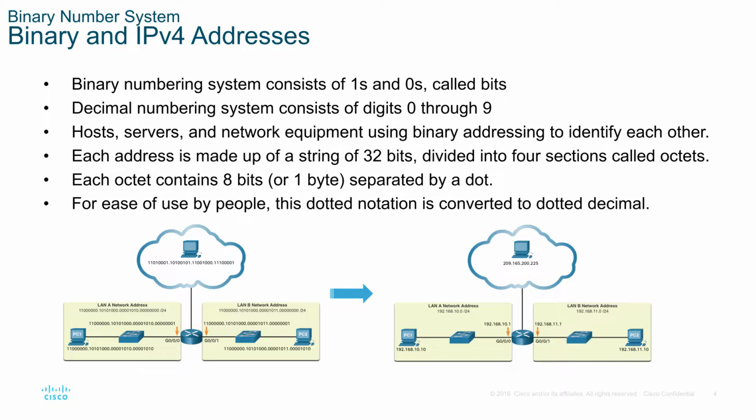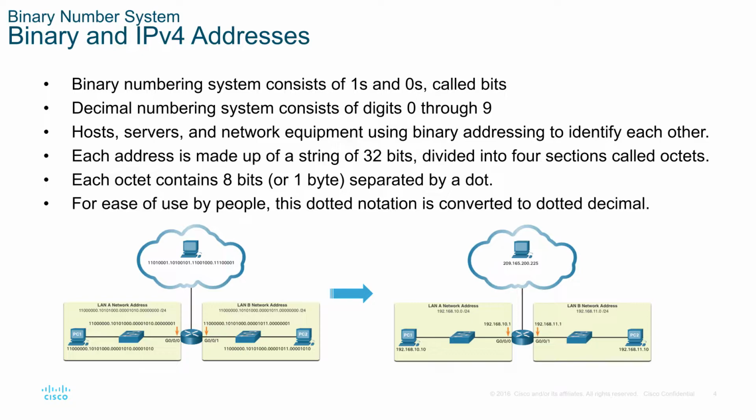As stated earlier, the binary numbering system consists of ones and zeros. Each one is called a bit. The decimal numbering system consists of digits 0 through 9. As you may recall, the base of a number system indicates how many distinct digits are in that number system. Decimal, being base 10, has distinct digits 0 through 9, while binary, being base 2, has distinct digits 0 and 1.